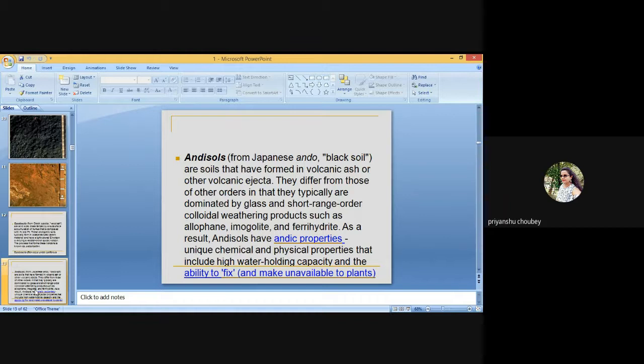They differ from those of other orders in that they typically are dominated by glass and short-range-order colloidal weathering products such as allophane, imogolite, and ferrihydrite. As a result, andisols have andic properties, unique chemical and physical properties that include a high water holding capacity, the ability to fix and make unavailable to plants.